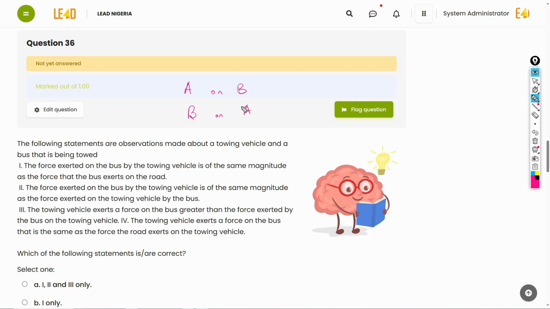All right, so let's read through. The force exerted on the bus by the towing vehicle is the same magnitude as the force exerted on the towing vehicle by the bus. I think the second one is a winner. The towing vehicle exerts a force on the bus greater than the force exerted by the bus on the towing vehicle. Wrong. The towing vehicle exerts a force on the bus that is the same as the force the road exerts on the towing vehicle. No. All right, so it's A on B is the same thing as B on A. So this is Newton's third law. A on B is the same as B on A. That's that.